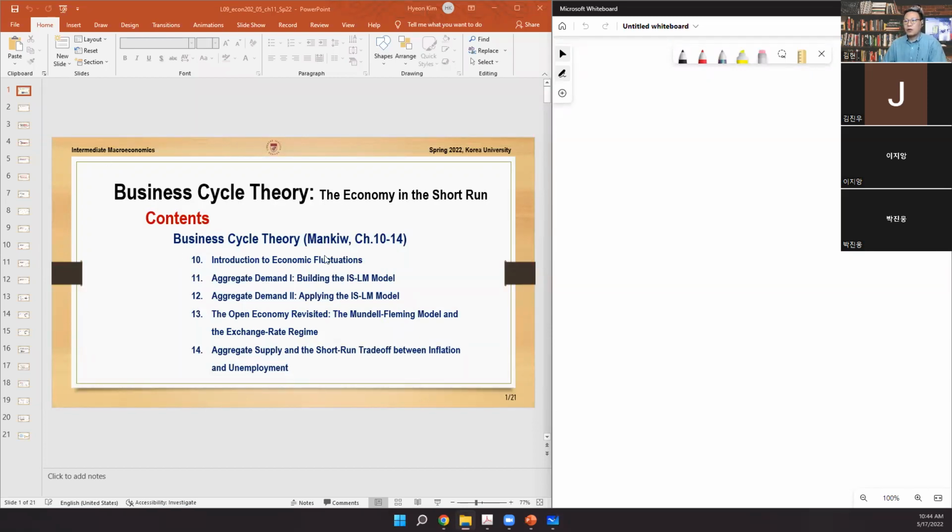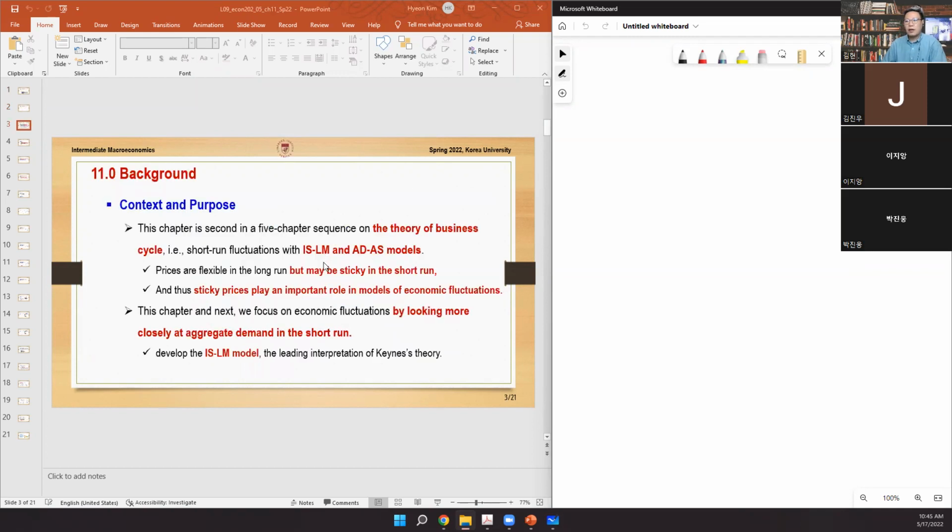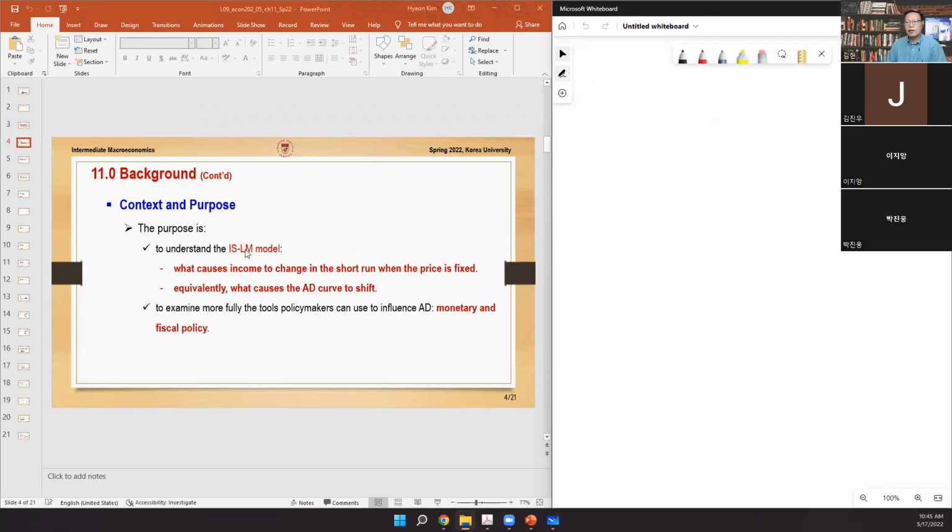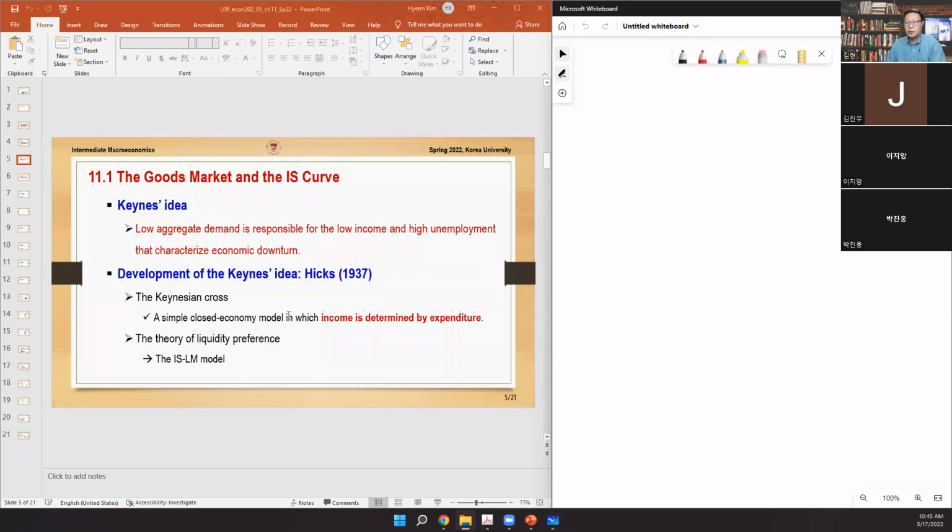Okay, we'll go back to chapter 11. Again, in chapter 11 we would like to deal with aggregate demand and supply, in particular aggregate demand from the IS-LM case. The actual application will be covered in chapter 12. So in chapter 11, our purpose is to understand the IS-LM model, and at the end of it, maybe we'll connect with aggregate demand, and then talk about some monetary and fiscal policy too.